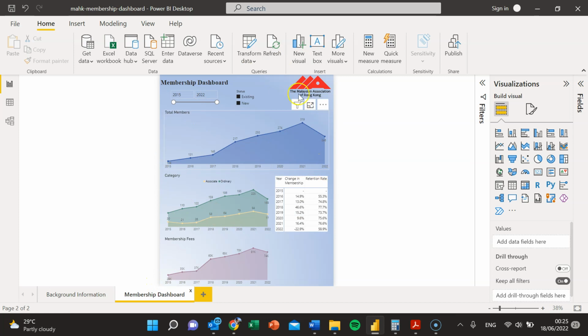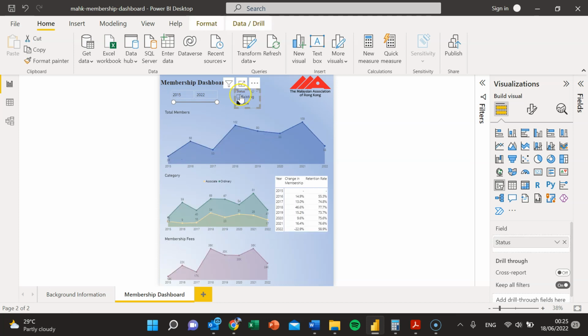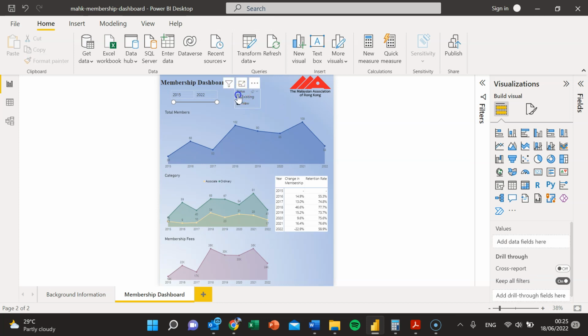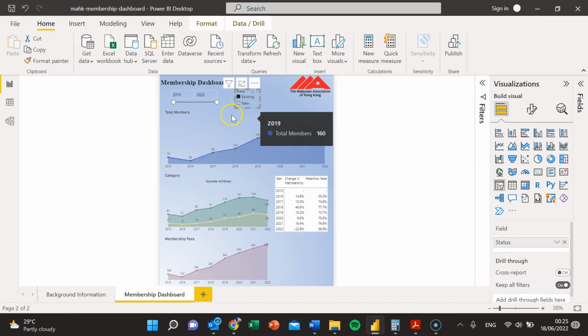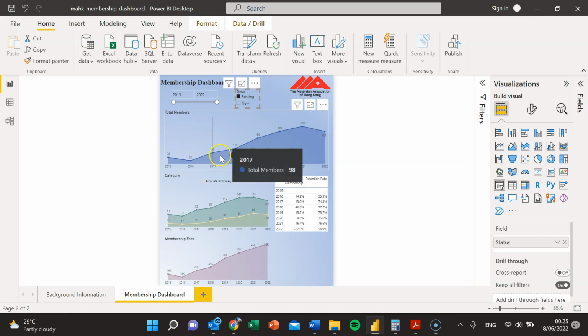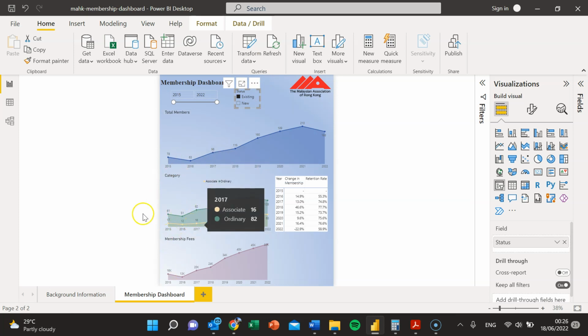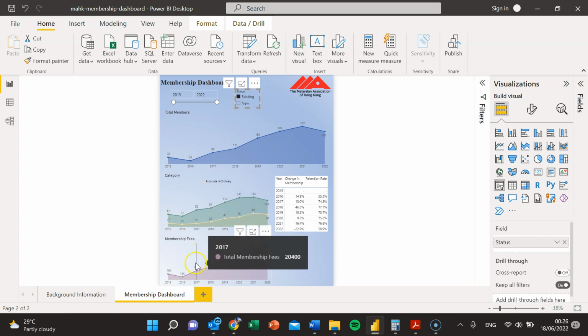As you can see in the slider here, I have membership data from 2015 to 2022. Currently, the information shown here is for both new and existing members. I can check and uncheck the two options to see different information. We have three charts that show the trend in total members per year, total members according to category, and the total membership fees collected.